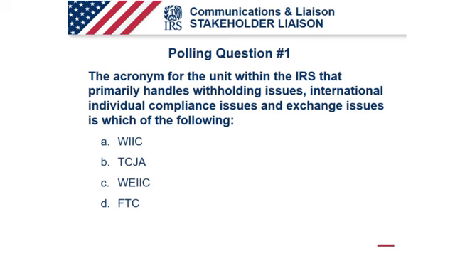Here's our first polling question. The acronym for the unit within the IRS that primarily handles withholding issues, international individual compliance issues, and exchange issues is which of the following? A, WIIC; B, TCJA; C, WEIIC; D, FTC.